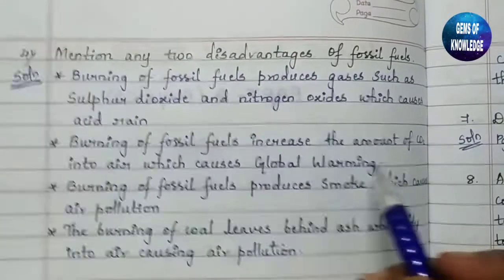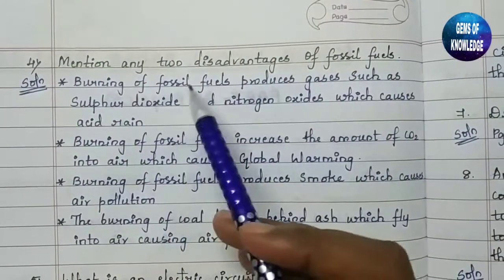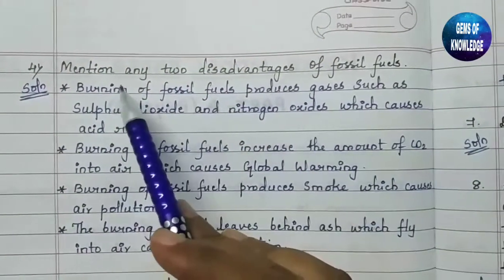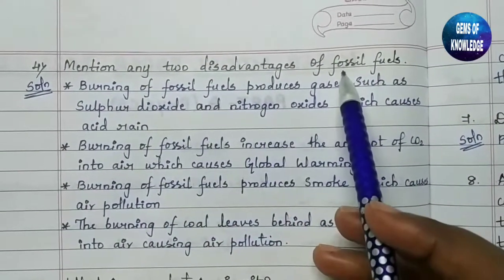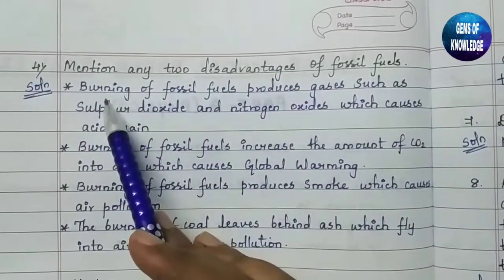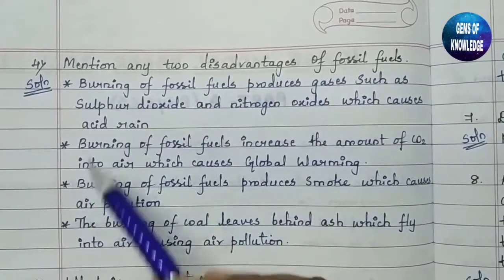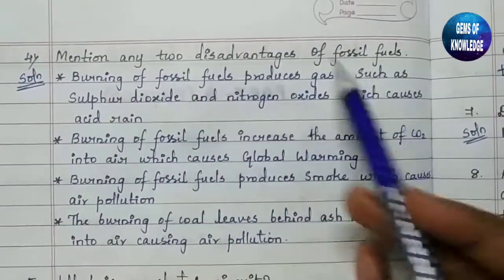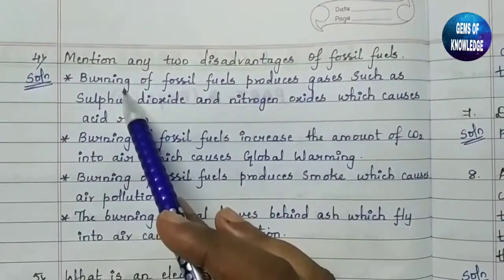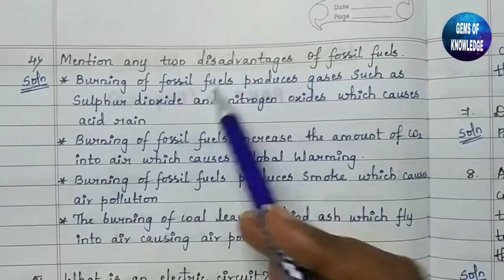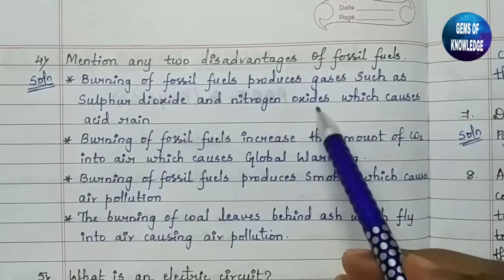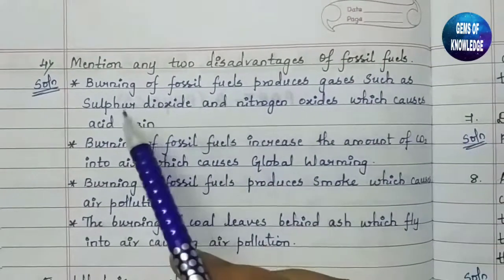So moving to the next question, the fourth one, mention any 2 disadvantages of fossil fuels. So what are the disadvantages of fossil fuels? Okay, so here I have written 4 disadvantages. You can choose any 2 to write in your answer. Let us see the first one. Burning of fossil fuels produces gases such as sulfur dioxide and nitrogen oxides, which cause acid rain.